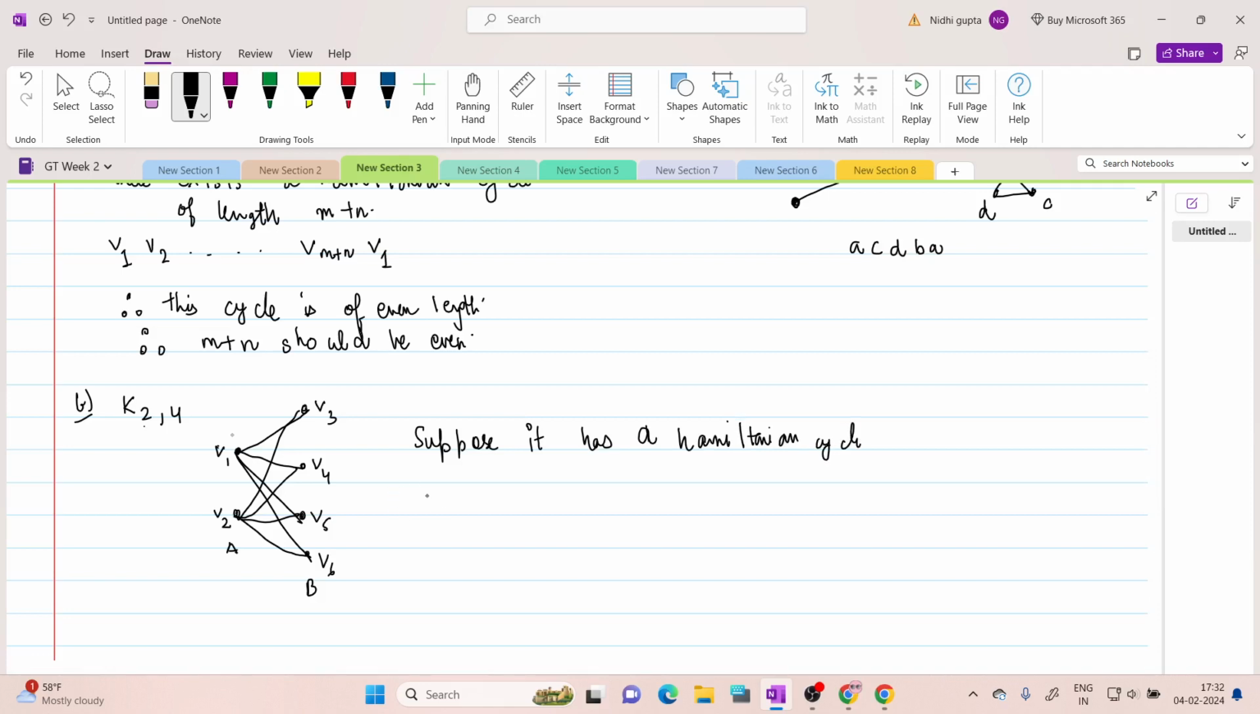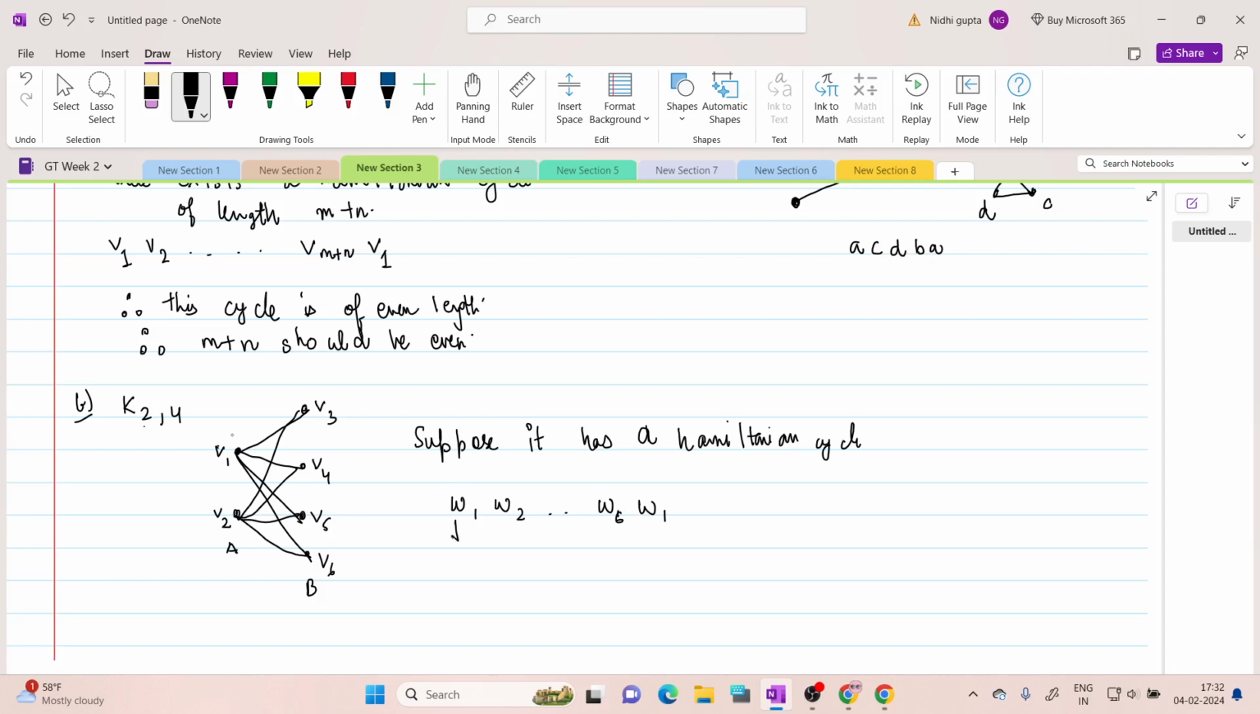That means we can find a cycle covering all the vertices, and there are 6 vertices. So we can find a cycle covering all the vertices of this graph.